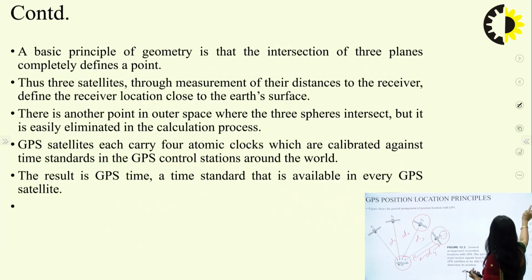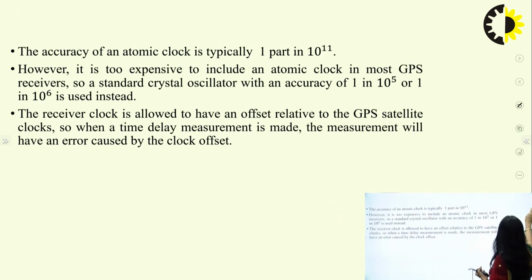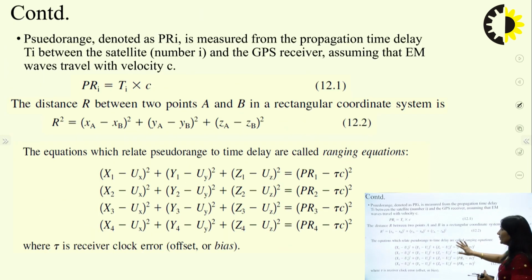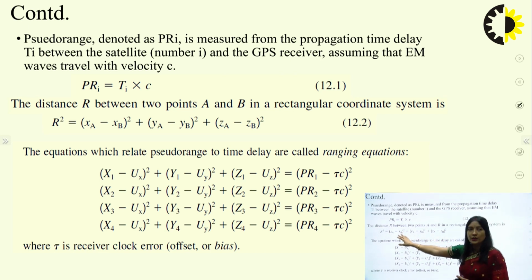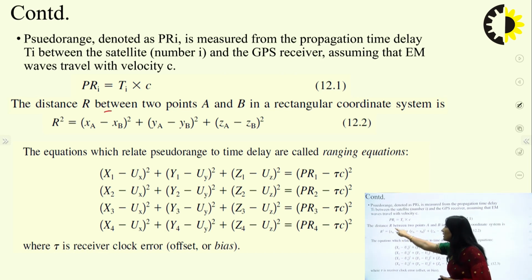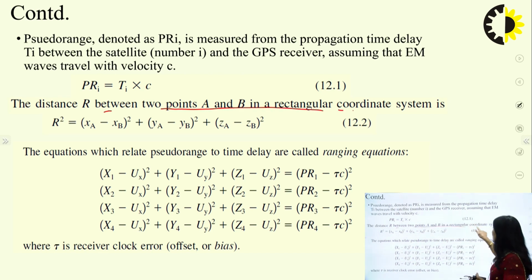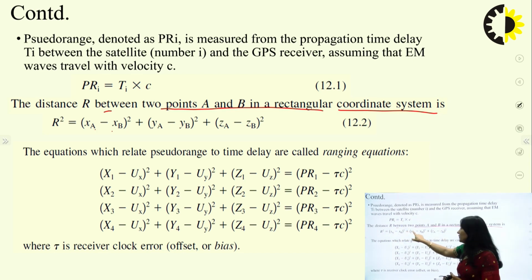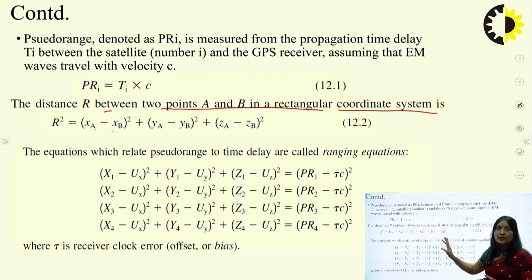And in coordinate geometry, you must have studied this equation, like how you can calculate the distance between 2 points where one point is known and another point is unknown, right? So the distance r between 2 points A and B in a rectangular coordinate system can be calculated as r square equals (xa minus xb) whole square plus (ya minus yb) whole square plus (za minus zb) whole square, right?